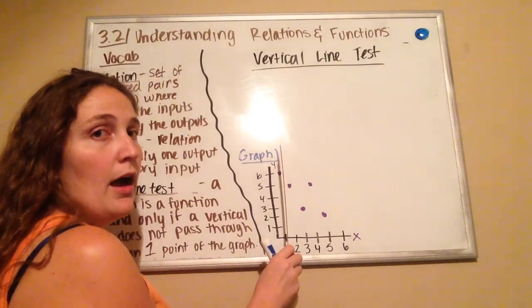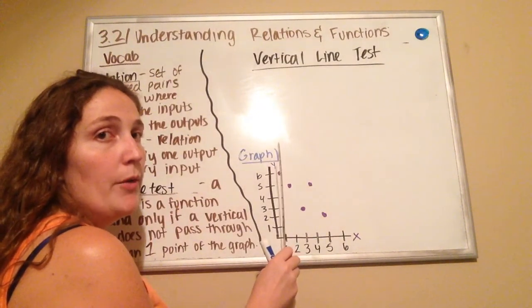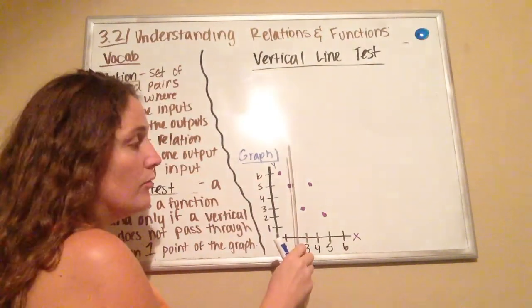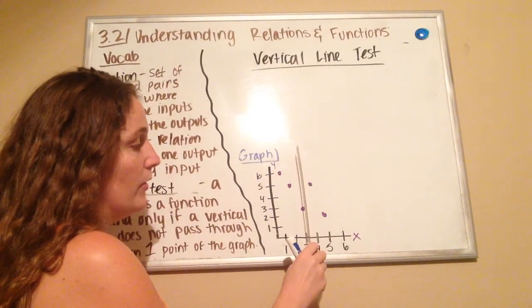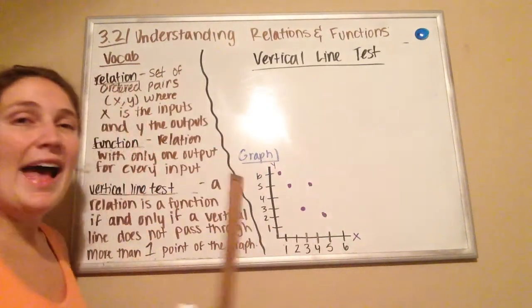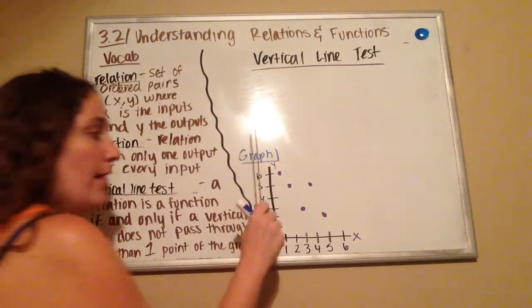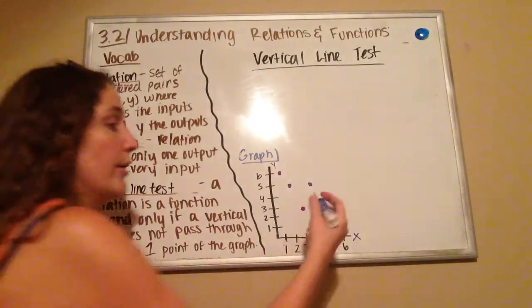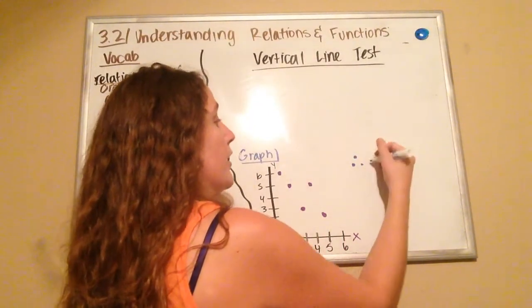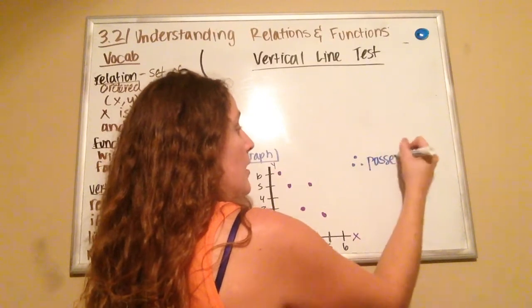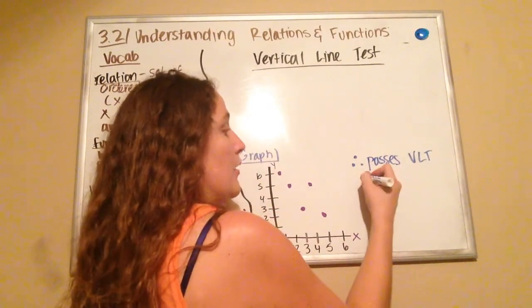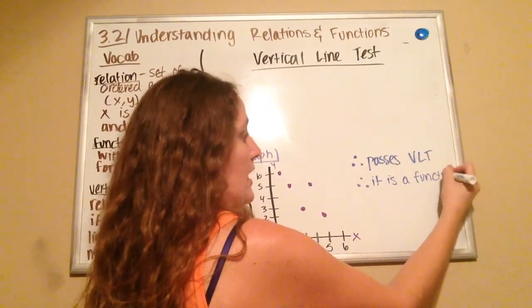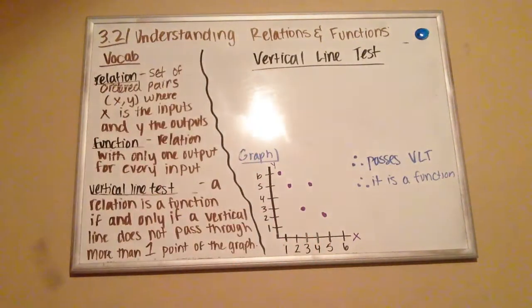Okay, I hit a point there. I am only crossing through 1 point. When I continue on, I hit a point right there. Only crossing through 1 point. Continue. Only 1 point. 1 point. So there is never a time when my vertical line crosses through more than 1 point. Therefore, remember these 3 dots mean therefore, this passes what we're going to shorten to the VLT, which means that therefore it is a function. So if it passes the vertical line test, it is a function.